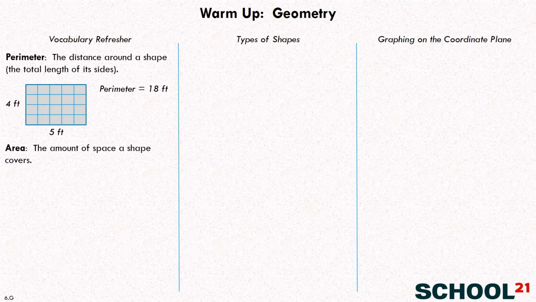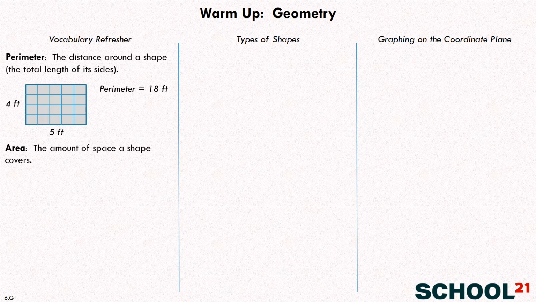Now, the next vocabulary word, area. The area is the amount of space a shape covers. So that rectangle is covering a certain amount of space there. And the way that we can measure that space is to divide it up into little squares. So that's what we've done. Each one of these squares is 1 foot by 1 foot. Does that make sense? Yeah.